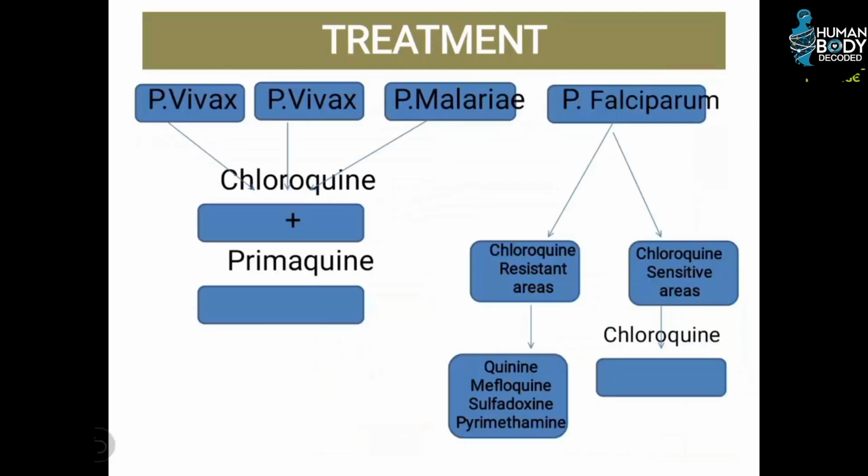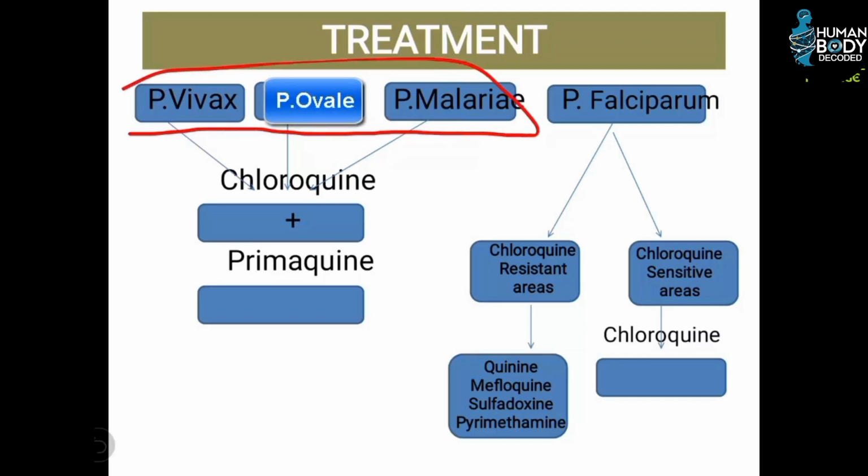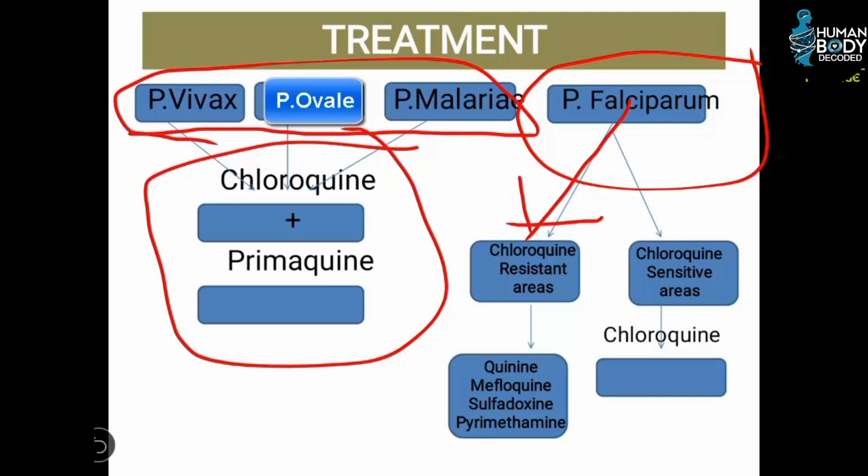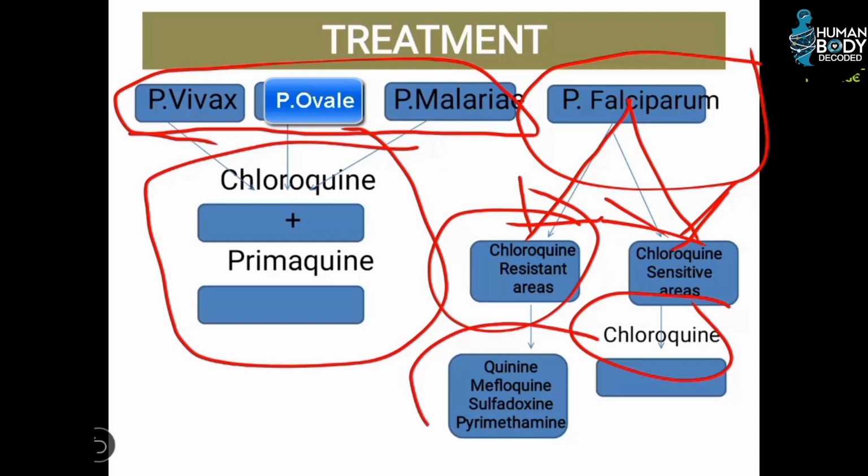Treatment of malaria. Treatment depends on the species of Plasmodium. For Plasmodium vivax, Plasmodium ovale, and Plasmodium malariae, a combination of chloroquine and primaquine is effective. For Plasmodium falciparum, if in chloroquine-resistant areas, use other medications like quinine, mefloquine, sulfadoxine, pyrimethamine. If in chloroquine-sensitive areas, use chloroquine. These treatments help manage and cure malaria.